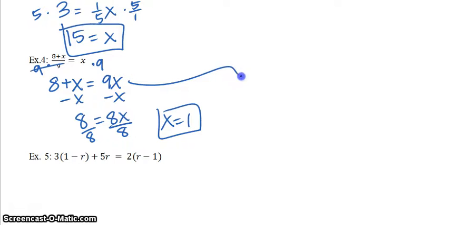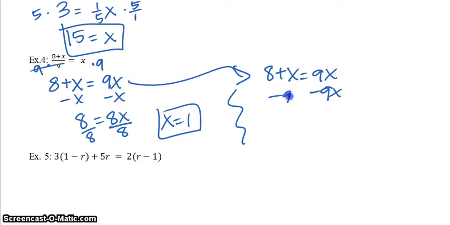Now, just to let you know, we have the 8 plus x equals 9x. I just want y'all to know what I was talking about. It doesn't matter which side. So let's just say I want to put the variables on the left. So I said I'm going to subtract 9x. Okay? So that gives me 8 minus 8x equals 0.